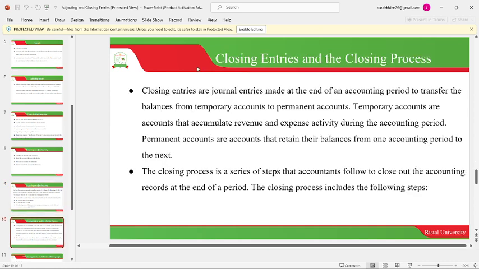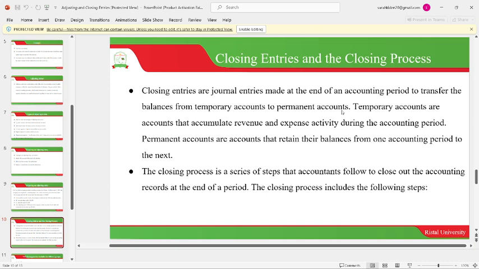So let's look at closing entries and the closing process. Closing entries are journal entries made at the end of an accounting period to transfer the balances from temporary accounts to permanent accounts. So basically these closing entries are made at the end of the accounting period. They are basically used to transfer balances from the temporary account to the permanent account.